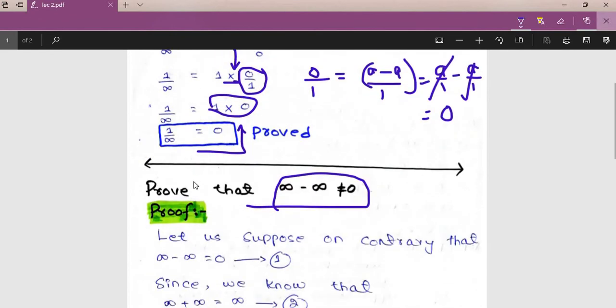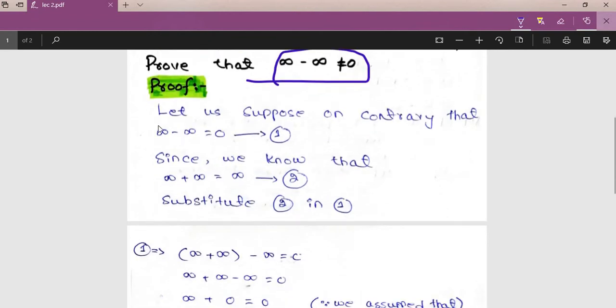Similarly, next is to prove that infinity minus infinity is not equal to 0. Alright, let us suppose on the contrary that infinity minus infinity is equal to 0. In mathematics, you might be aware that in most cases, when we are proving a theorem, we suppose the contrary, then we do calculation and are proved wrong on the basis of our knowledge. We then say that our supposition was wrong. So let us do the same here. Let us suppose on the contrary that infinity minus infinity is equal to 0.